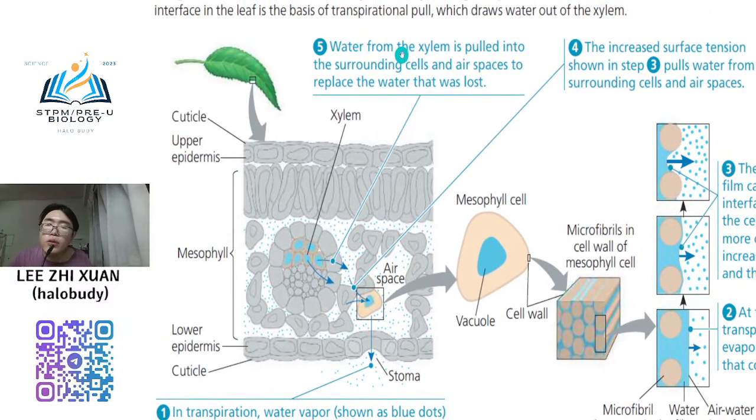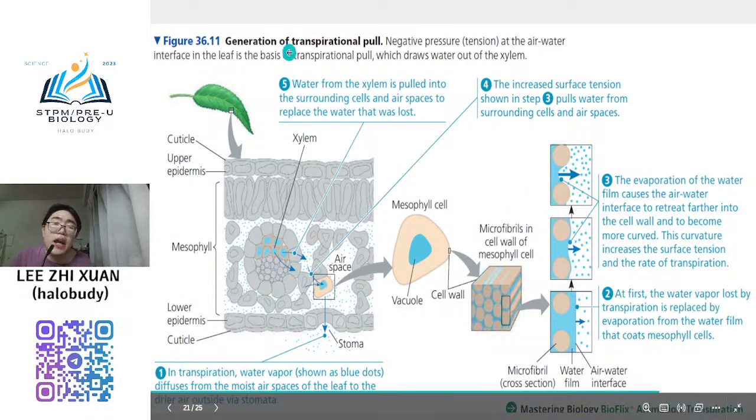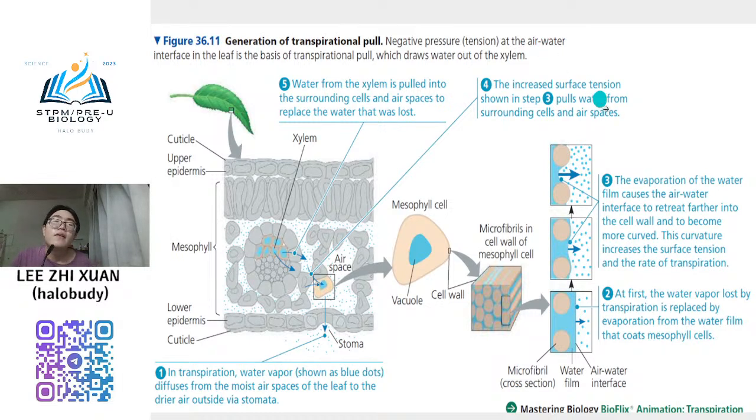So normally the water from the xylem is pulled into the surrounding cell and air space to replace the water that was lost. So it will replace all the water. So this is the generation of transpiration pull, negative pressure tension. So in the examination, when you explain about the generation of transpiration pull, you need to explain this only.